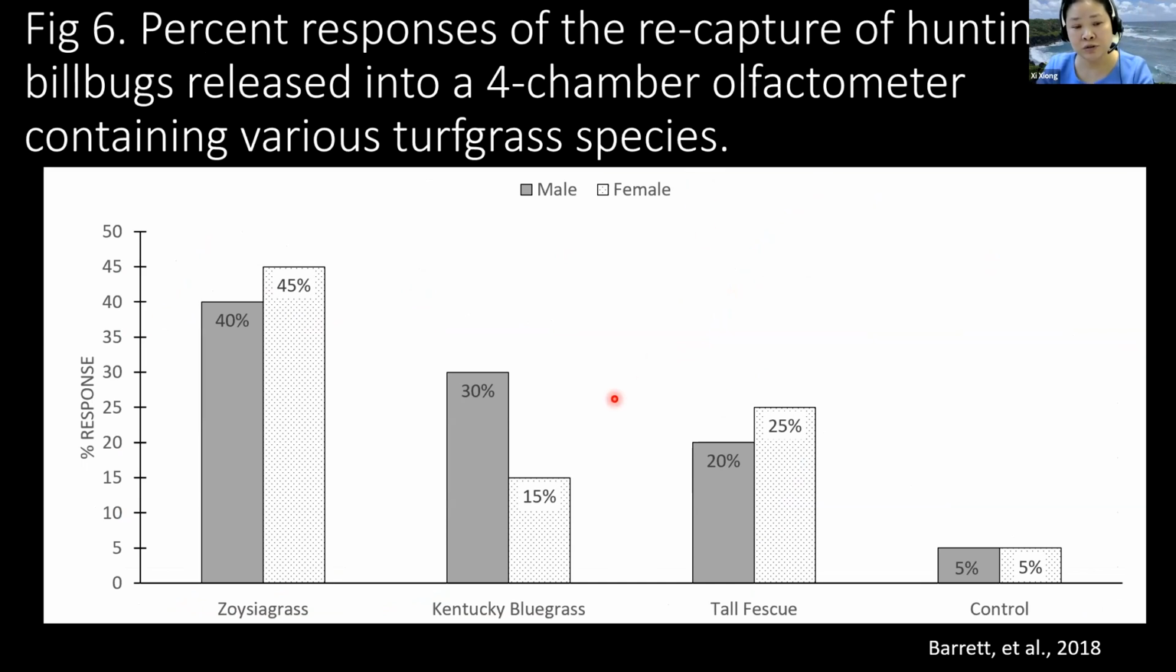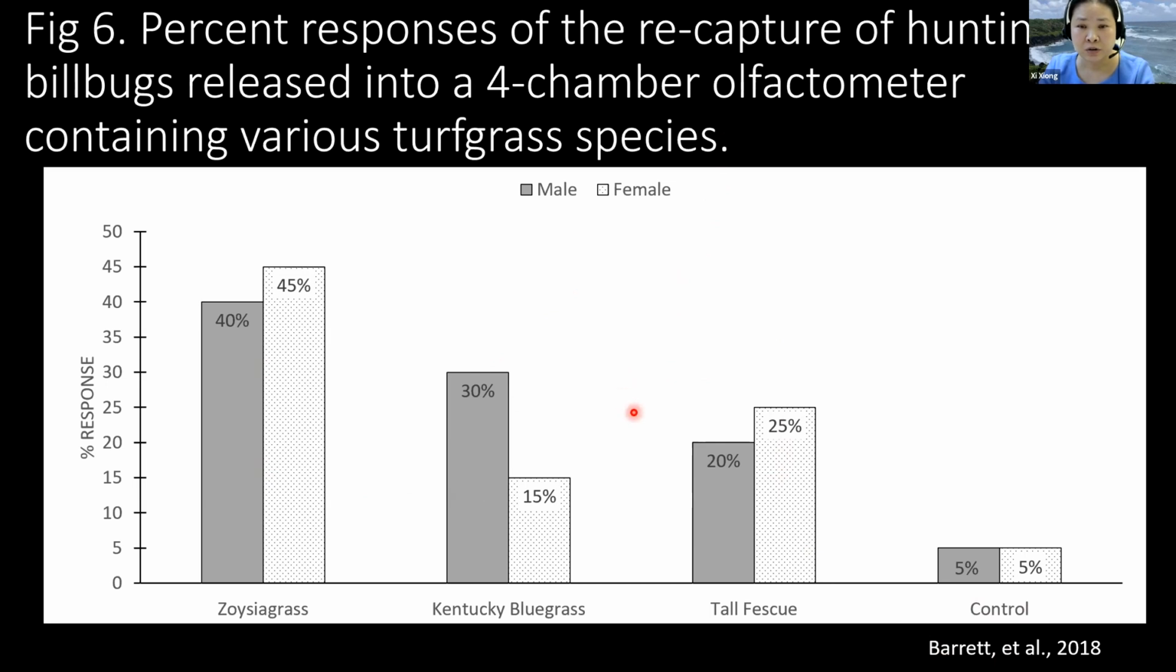Another thing added to the fact that the biology is complicated is their choice of food. Like I mentioned earlier, in the past we believed the bluegrass billbug is mainly a cool-season species pest, and the hunting billbug is a pest for warm-season species, therefore mainly for the southern states. But this is one of our research studies from our group, collaborating with Dr. Barrett here at the University of Missouri.